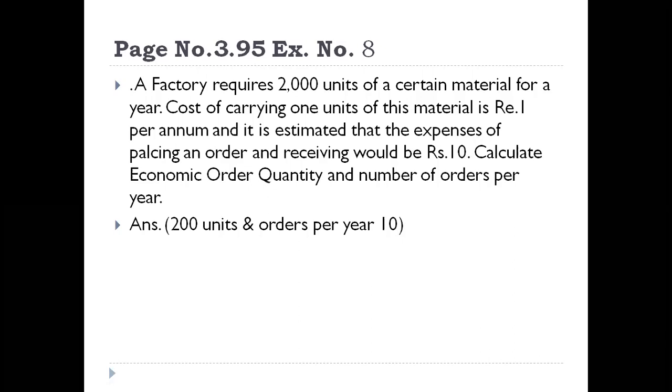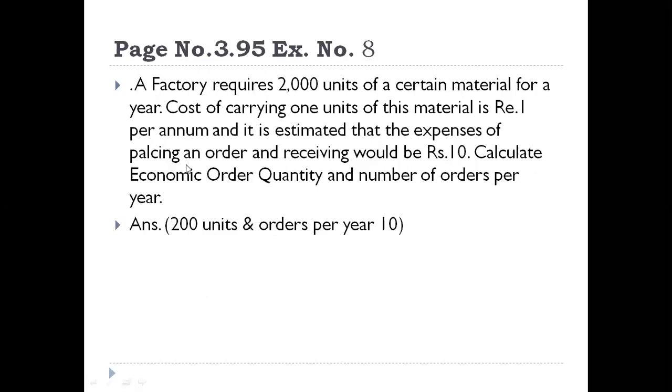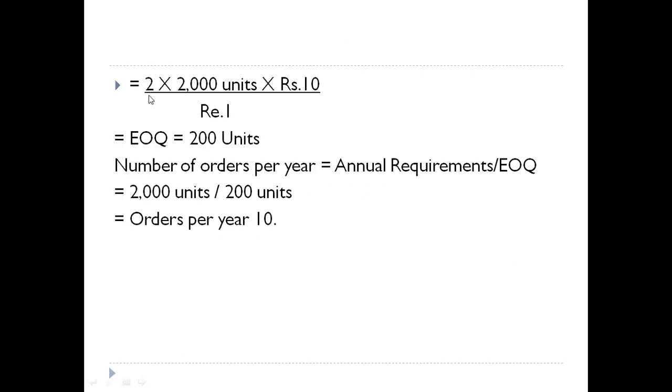This is an area where you have to be very careful in writing. So I go to the answer: 2 into 2000 units into rupees 10. What is the rupees 10? Rupees 10 is the cost of placing an order, the expenses of placing and receiving an order. This is the carrying cost and storage cost. Carrying cost and storage cost you have to write below. So rupees 1. So root of 2 into 2000 units into 10 divided by rupee 1. If you take the root, that amount is 200 units.